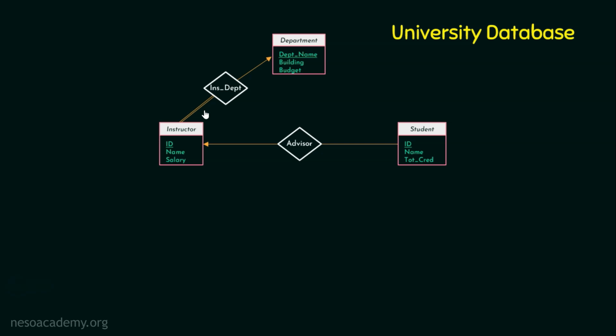Here, my assumption is there are no adjunct faculty or guest faculty. As I already mentioned, it all depends on the requirements. So I am talking about the regular faculty members. So I mean to say the instructor definitely belongs to a department for sure. And that is why all the instructors will definitely be working for a department, and that is why the participation is a total participation. All right, we have established the relationship between the instructor and the department.